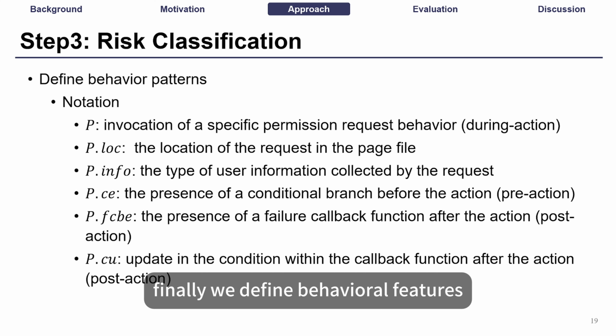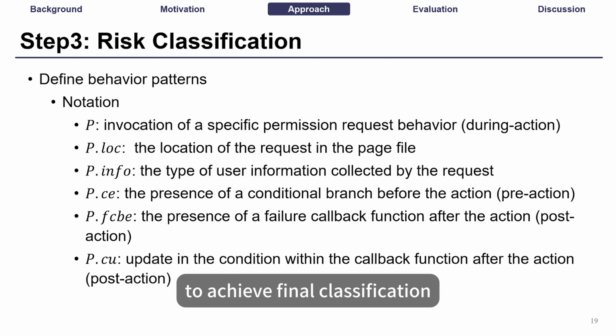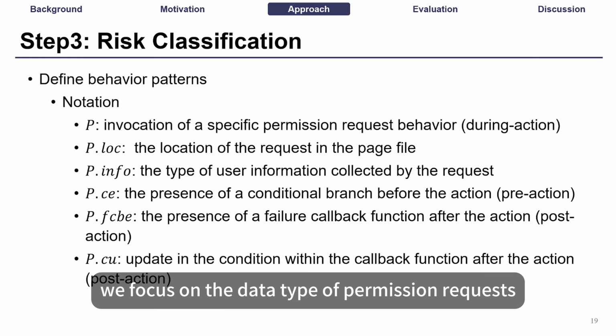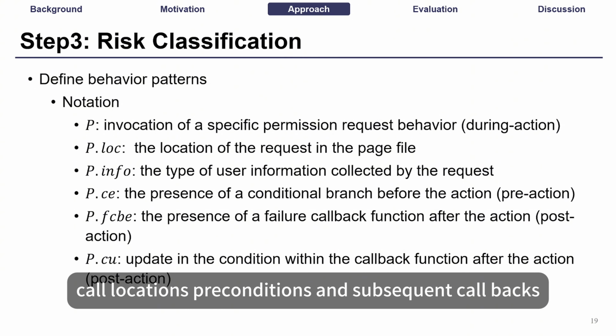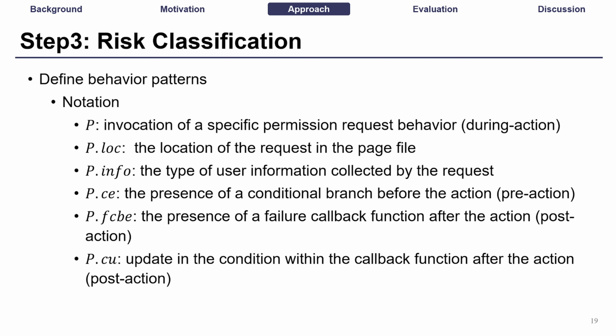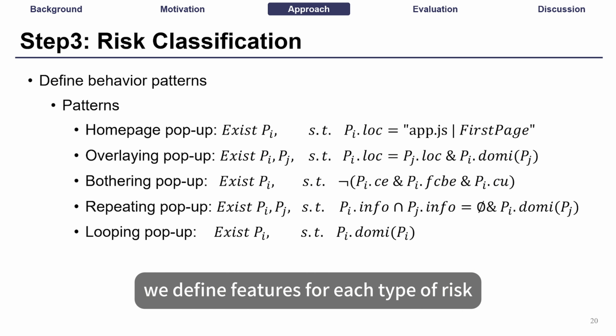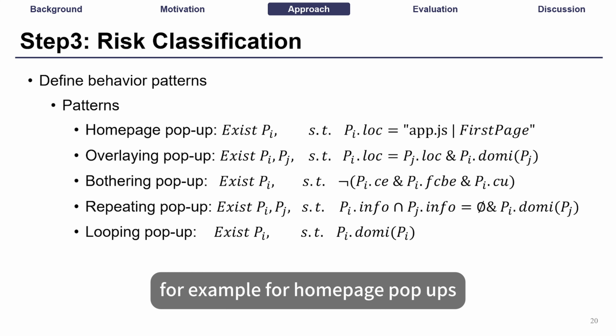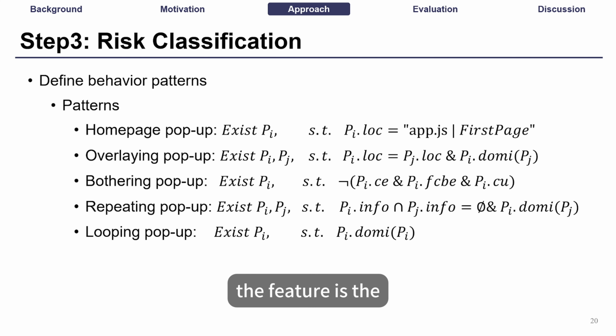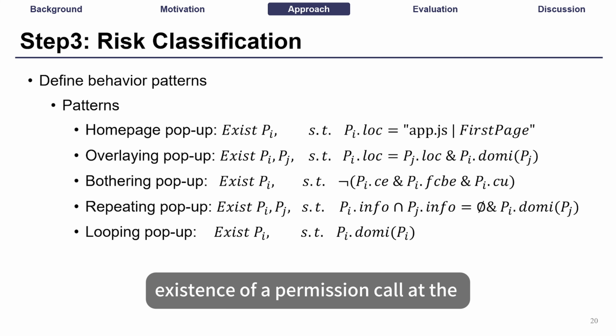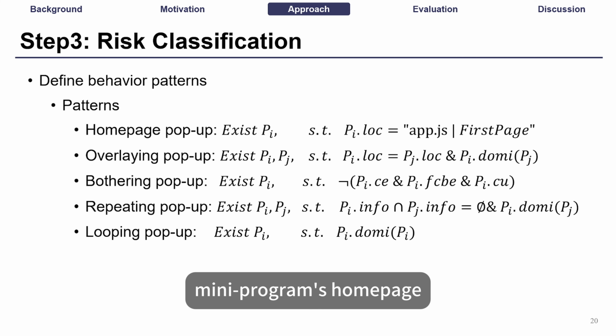Finally, we define behavioral features to achieve final classification. We focus on the data type of permission requests, call locations, preconditions, and subsequent callbacks. Based on these attributes, we define features for each type of risk. For example, for homepage pop-ups, the feature is the existence of a permission call at the mini program's homepage.